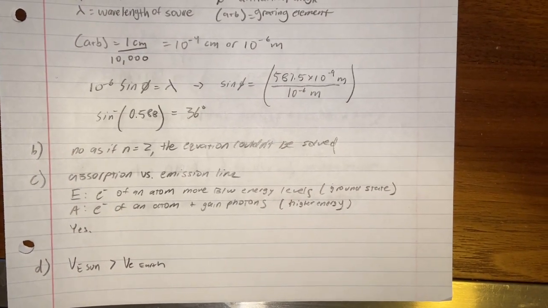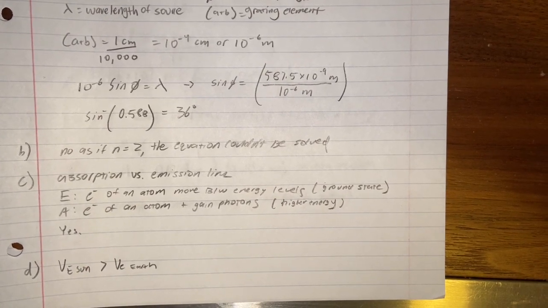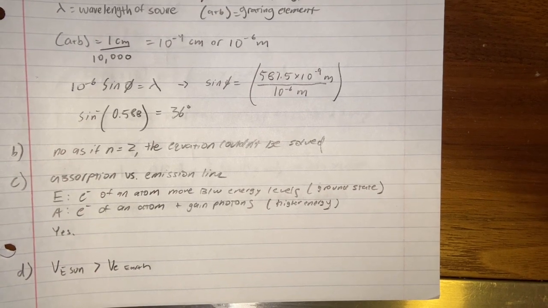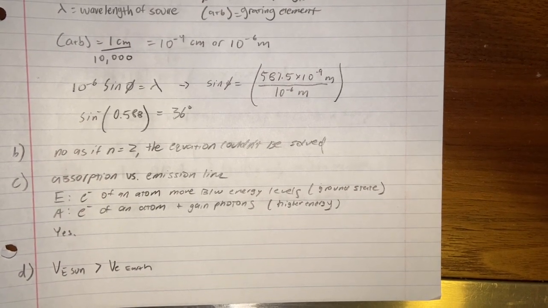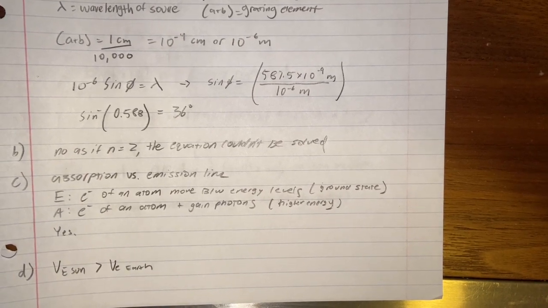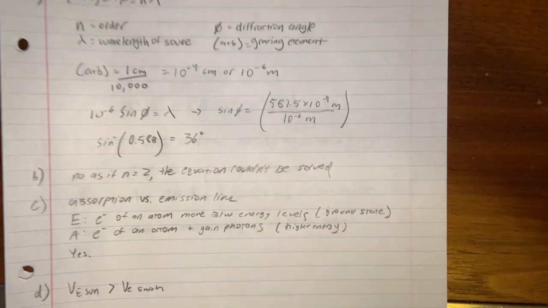And finally, we're given the task to explain why this line was first seen on the sun and not on the Earth, and how it is related to escape velocity. Due to the fact that the escape velocity of the sun is greater than that of the Earth, we can conclude that this line was first seen on the sun.